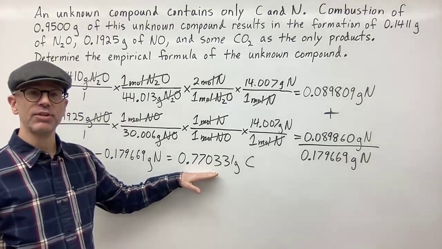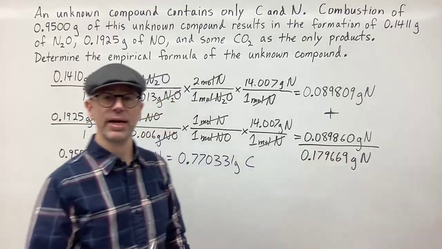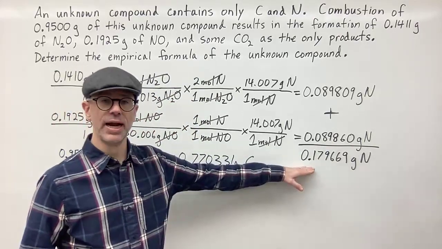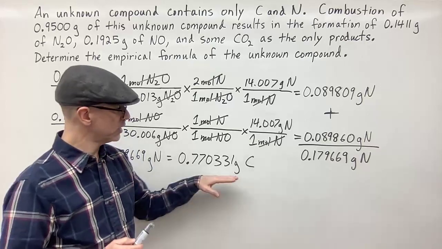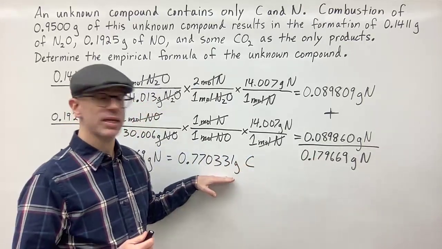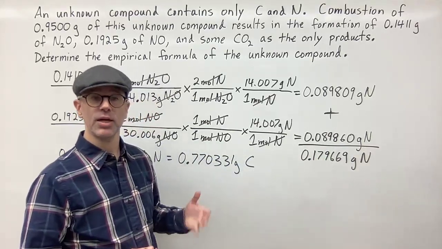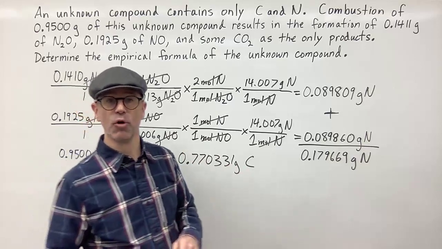So now that I have the grams of carbon and the grams of nitrogen in my original sample, I can now use the molar masses of carbon and nitrogen to convert to moles. Why do I want to convert these to moles? This will be the mole ratio that I will have in my formula. So I can build up my pseudo formula first and then get to the empirical formula.